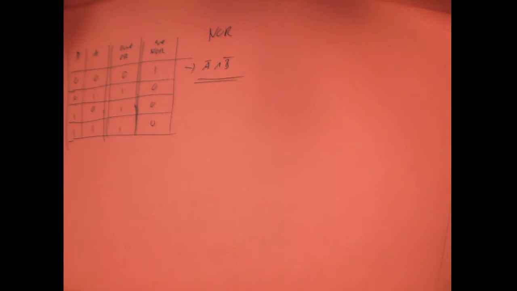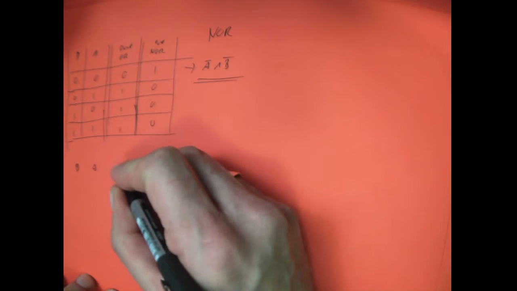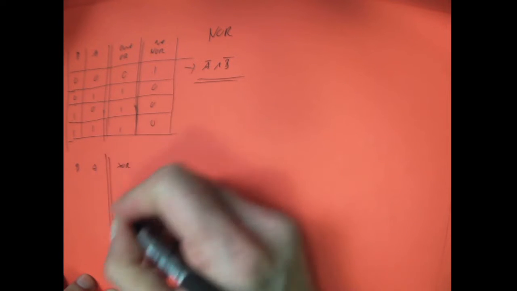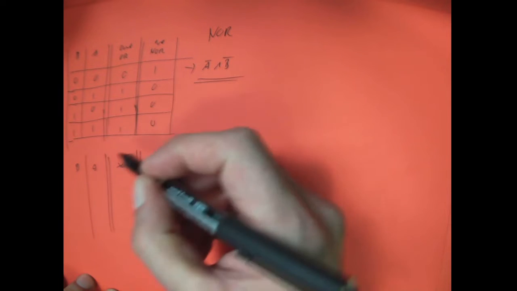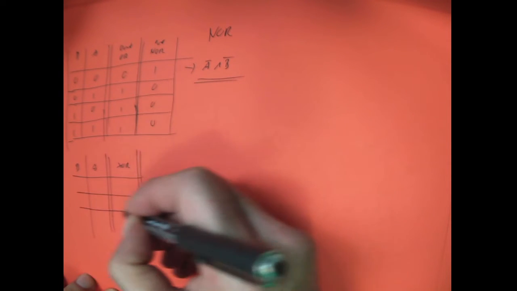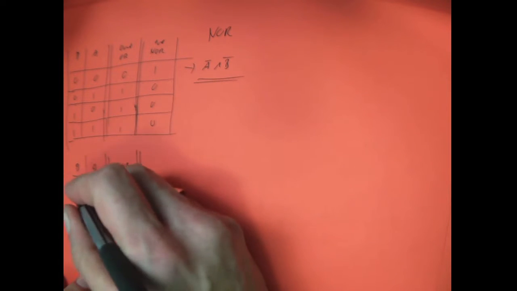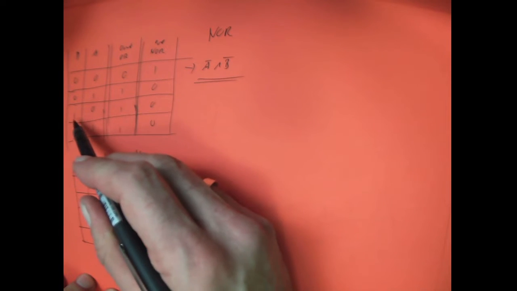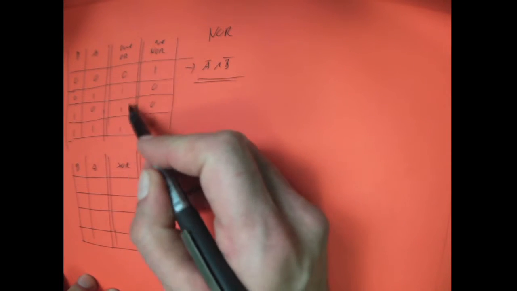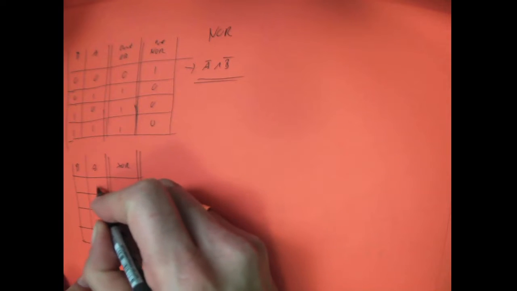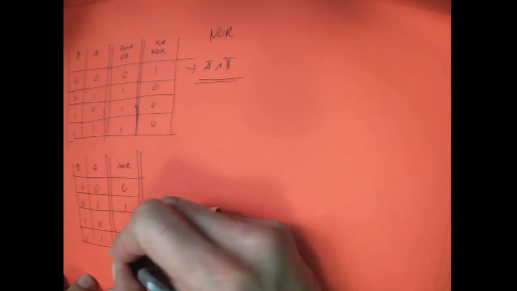So let's paint the truth table. So we have the inputs A and B, and we have the XOR output. In this case, XOR means that we will have just a 1 if either this input or this input is 1 and not both. So we will have just this part here. So we have 0, 1, 0, 1, 0, 0, 1, 1, and then we have this output.